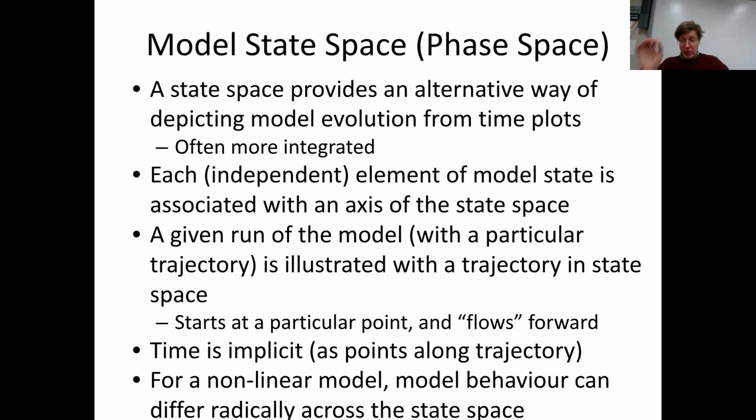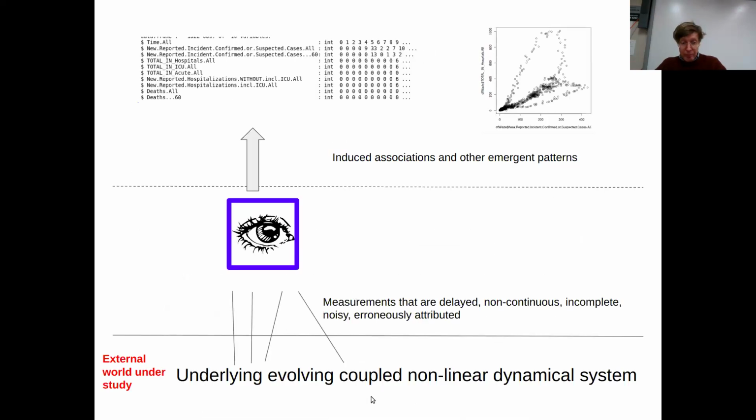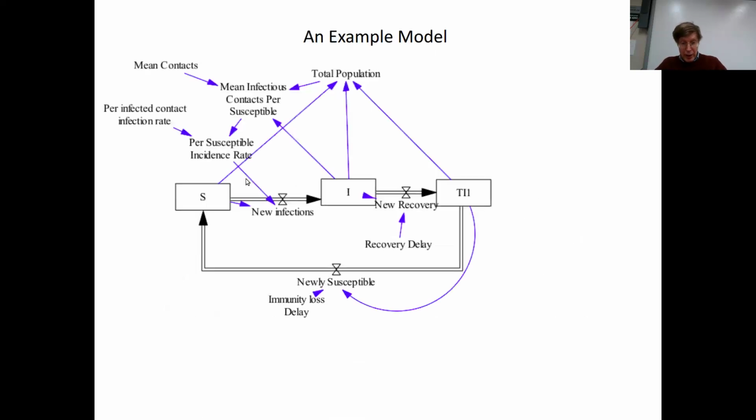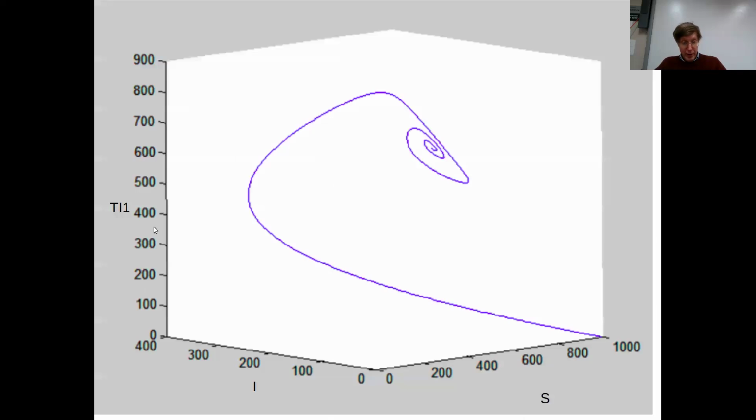Now, we're going to be speaking today about state space, the underlying space by which this system evolves. And this provides a different lens. It's an alternative way of depicting, but also of giving insight into model evolution. Many of you will have encountered this before. Each element of state space, maybe if we're dealing with a compartmental model, each of the values of each of these compartments, the number of susceptible, number of infective, number of temporarily immune people, are plotted in a plot.